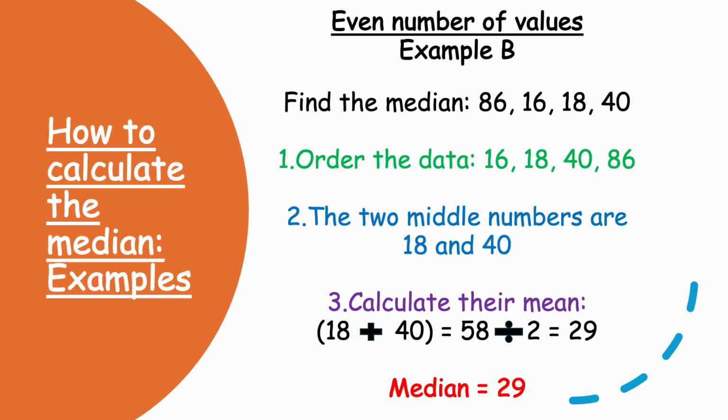How to calculate the median? Examples. Even number of values. Example B. Find the median. 86, 16, 18, 40. First step. Order the data. 16, 18, 40, 86. Step 2. The two middle numbers are 18 and 40. Step 3. Calculate their mean. 18 plus 40 equals 58. Divide by 2 equals 29. The median equals 29.